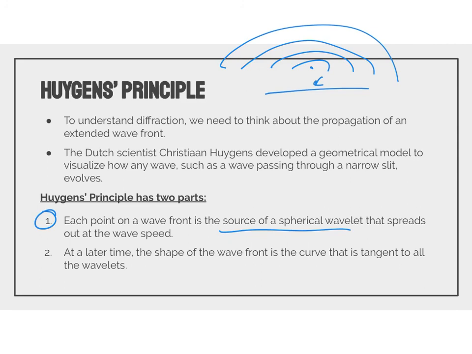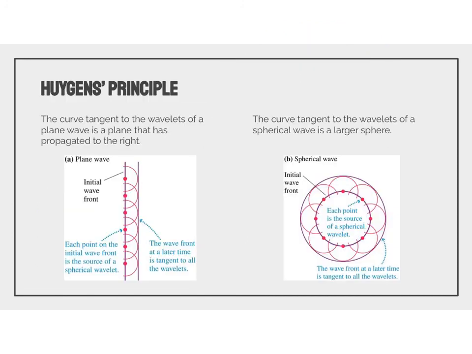Then at a later time, the shape of the wave front is a curved tangent to all wavelets. What the heck does that mean? I'll explain that in just a second. So this is what we mean.